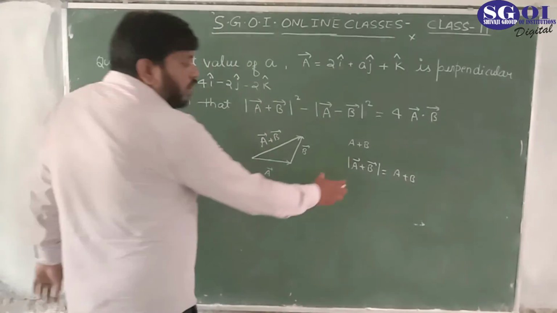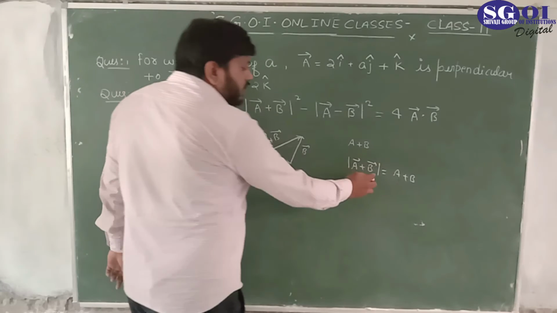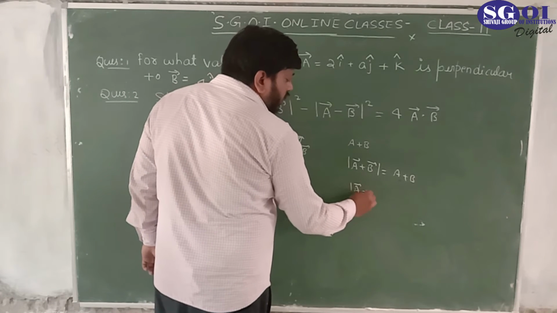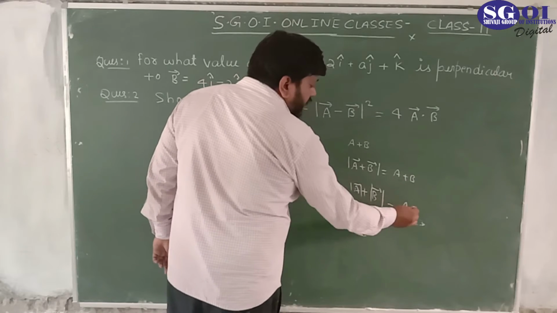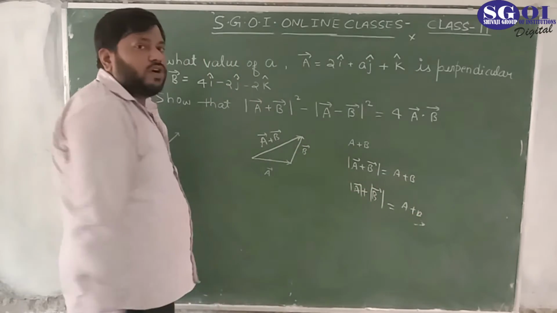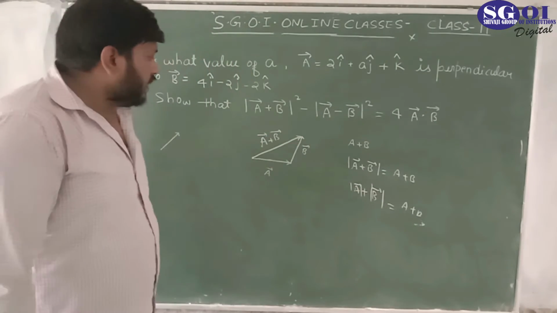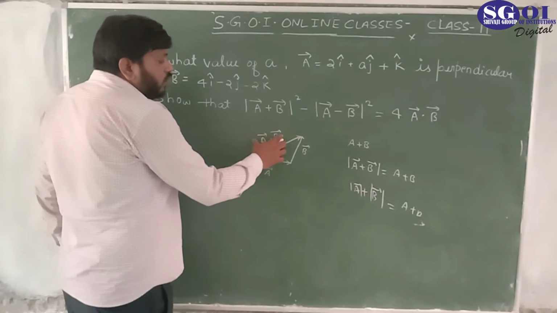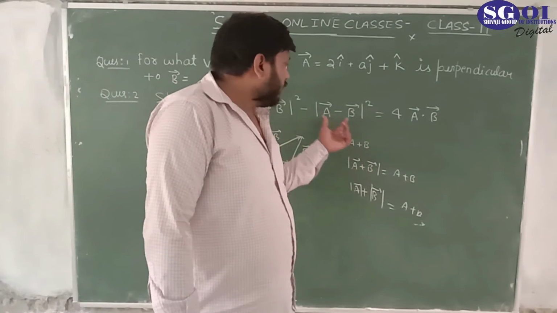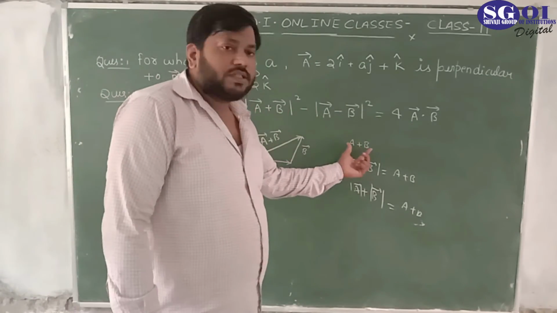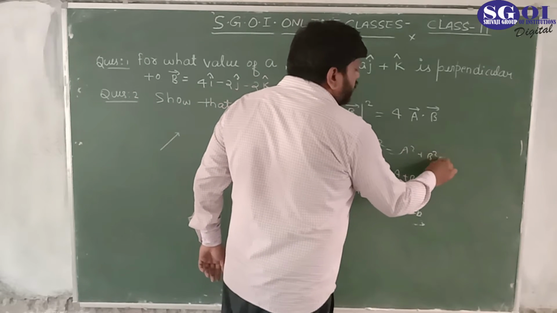It means mod is not distributive over addition and subtraction. We cannot say that mod a plus mod b is a plus b. So mod is not distributive. You are seeing by this example that we cannot write magnitude of a plus b equal to a plus b. And if we cannot write that, we cannot say it is a plus b whole square, which is a square plus b square plus 2ab.